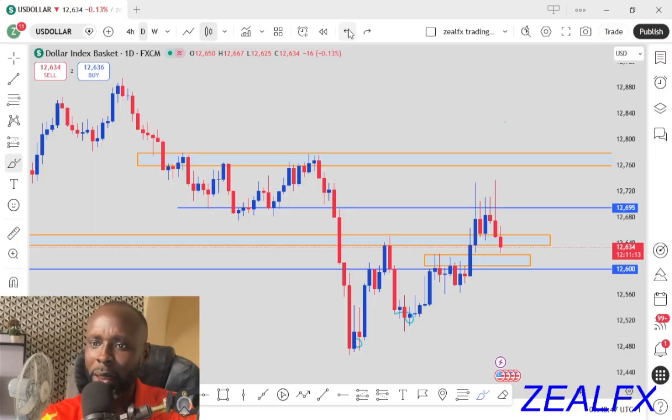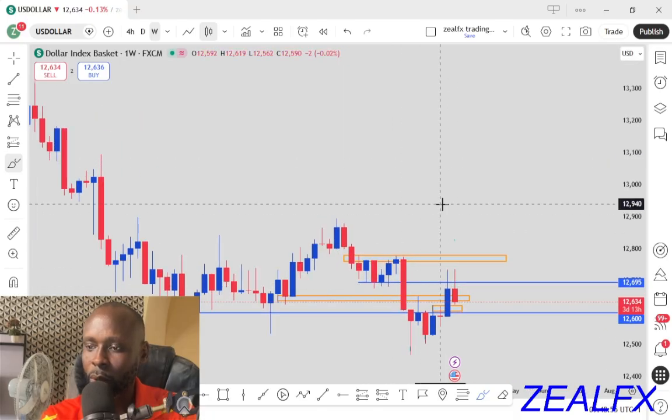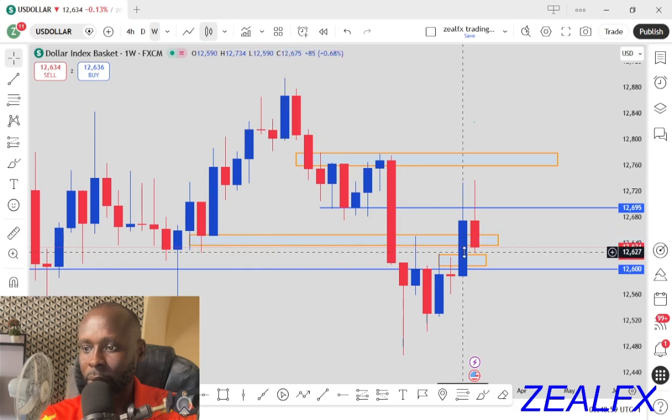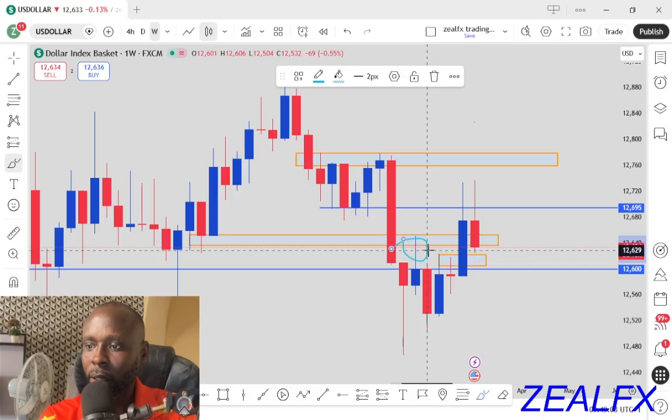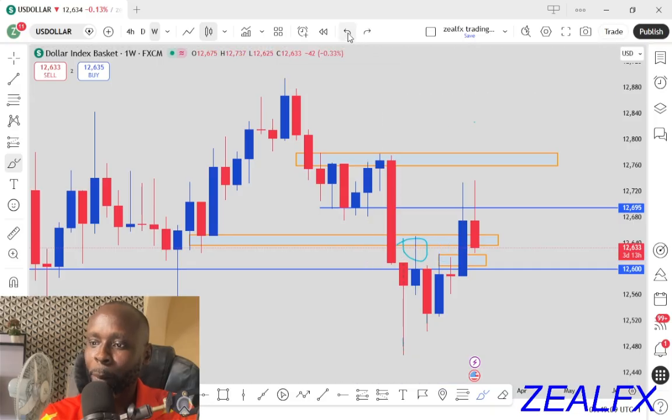So let's look at the weekly to confirm this particular trend on the dollar index. On my weekly chart, we can see that price on the dollar index converted this resistance into a support level. So price also converted this resistance into a support level. So we need price to retest these levels before we can start looking for price pushing back to this next resistance level.